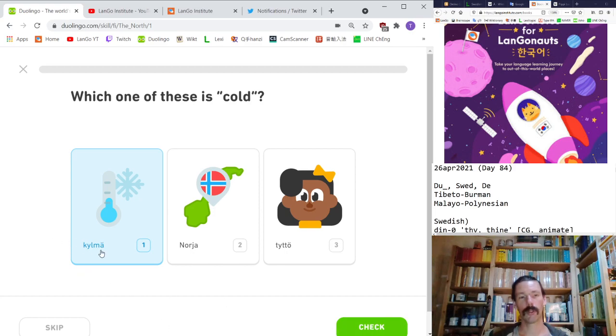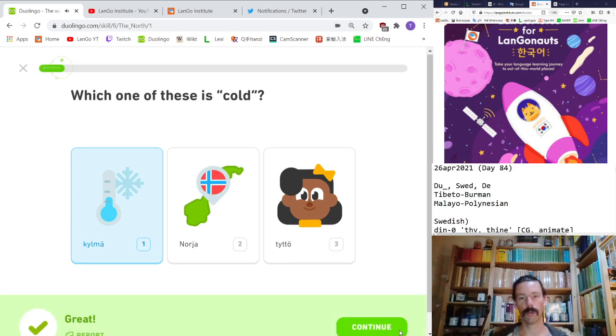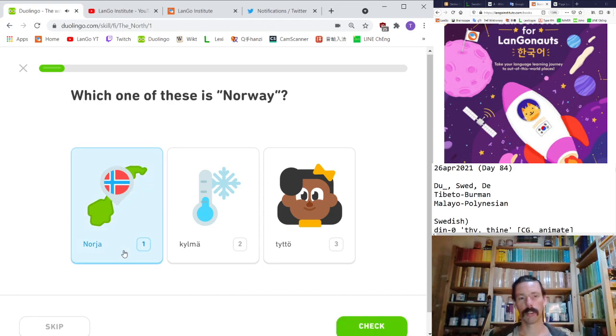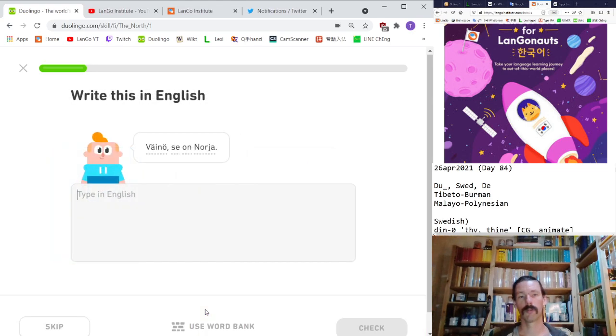Kylmä, so it's kind of like kühl, German. Norja. In Norwegian, it's Norge. This may preserve an older Germanic final vowel. Väinö, se on Norja. Okay, man's name. Se on... That is Norway. Se on Norja. It is Norway.